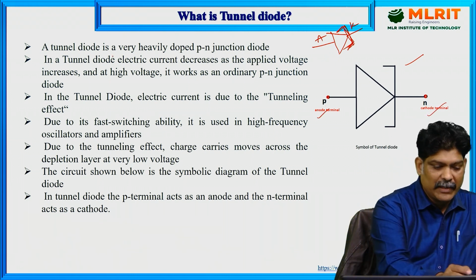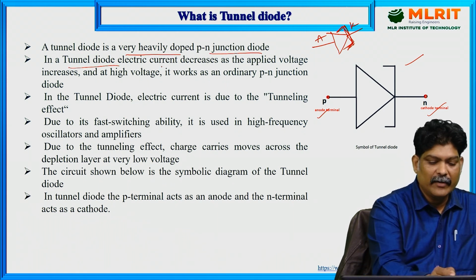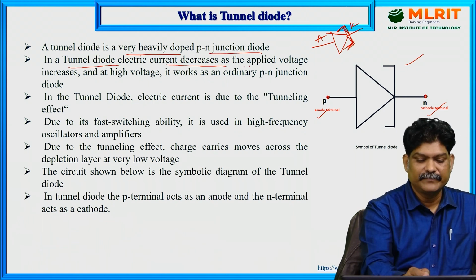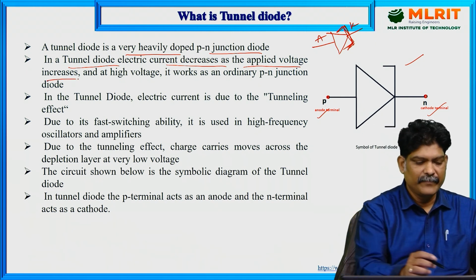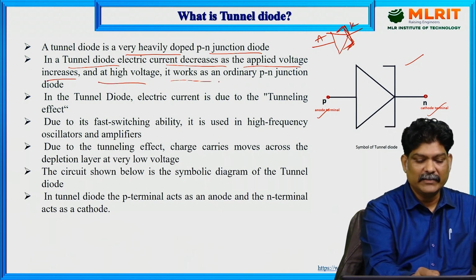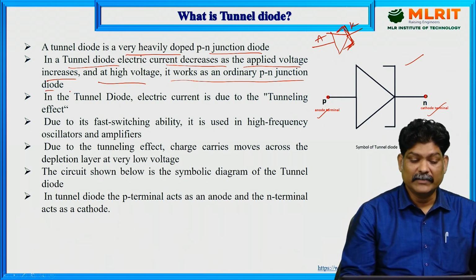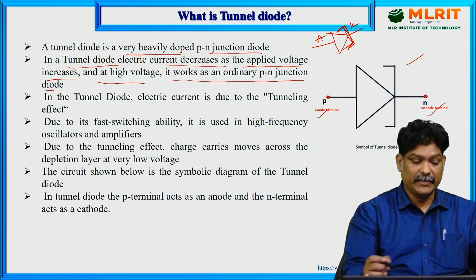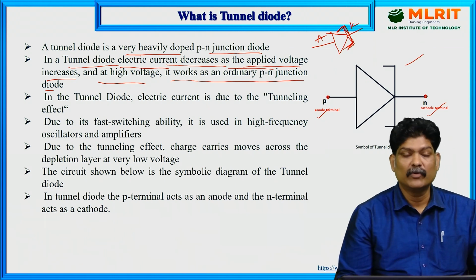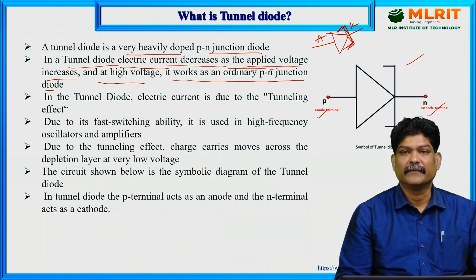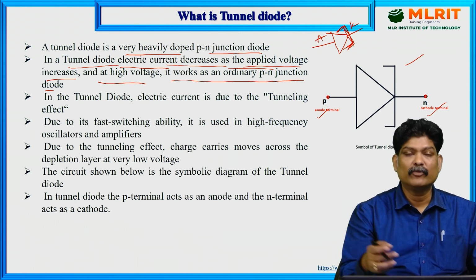A tunnel diode is a very heavily doped PN junction diode. In a tunnel diode, electric current decreases as the applied voltage increases. That is negative resistance. At high voltage, it works as an ordinary PN junction diode. See here, the electric current decreases as the applied voltage increases.